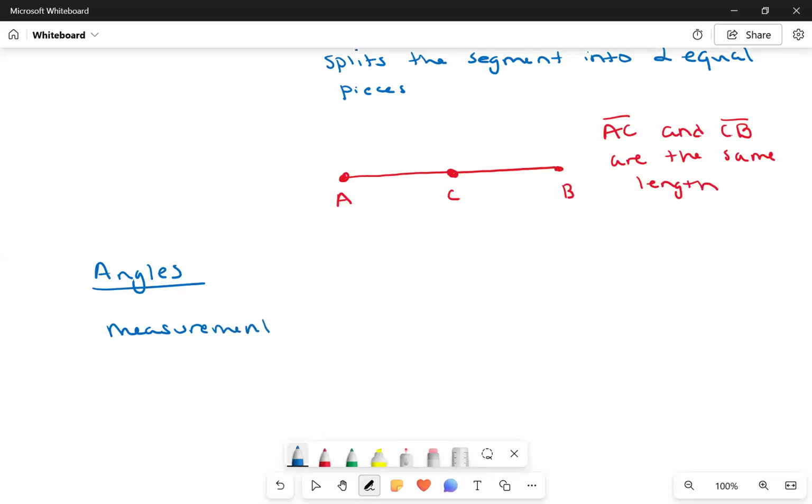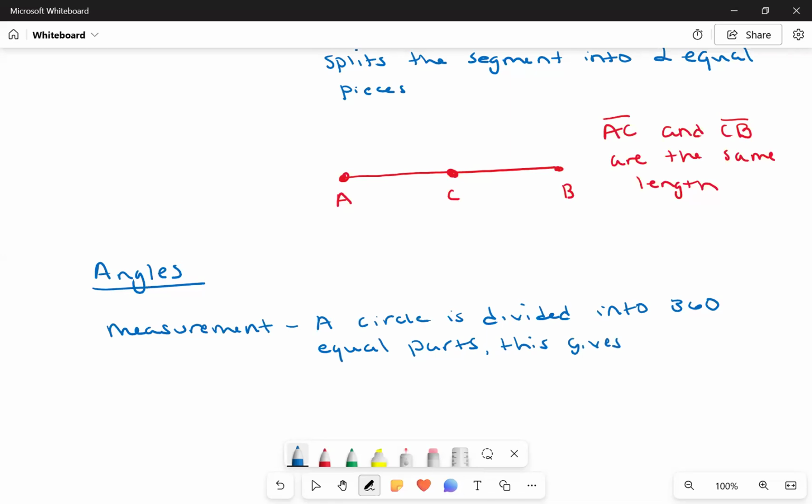Okay. So we talk about angles and their measurements based on a circle. So a circle is divided into 360 equal parts. This gives us the US measurement for degree.